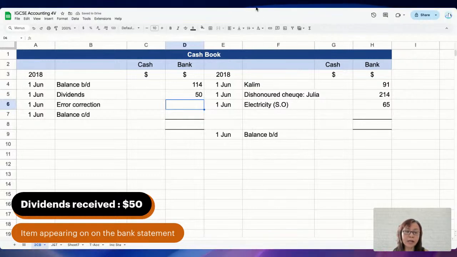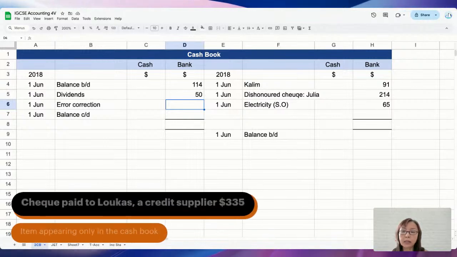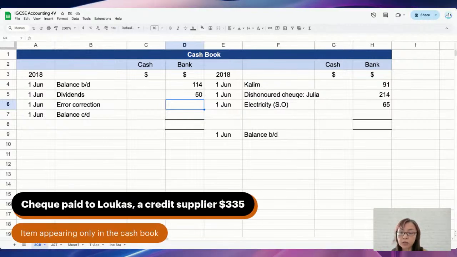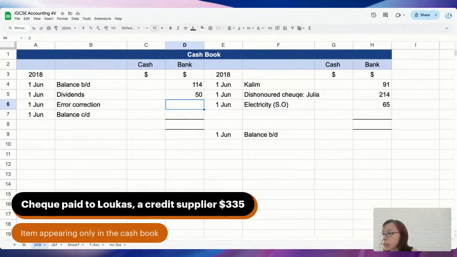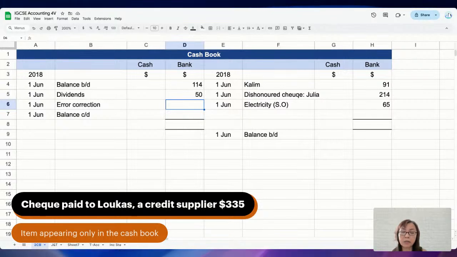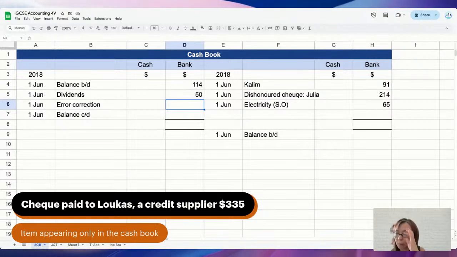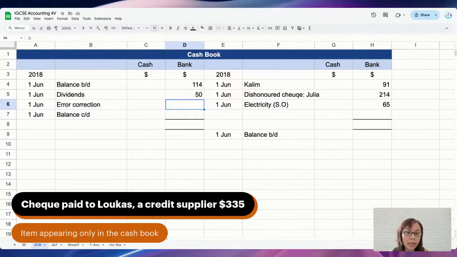So far, these are the things, and let's have a look at some adjustments on the cash book side. These appear in the cash book but not in the bank statement, so we need to make the adjustment. But beforehand, there is something that we need to complete. There is an error. Okay, let me show you.